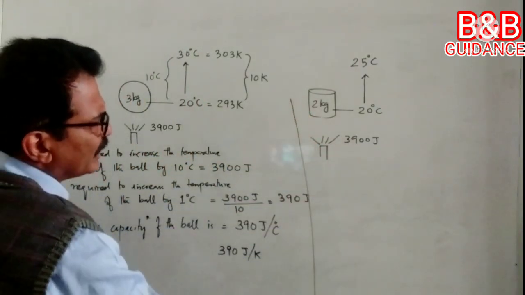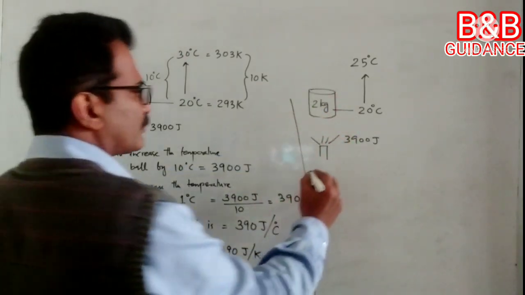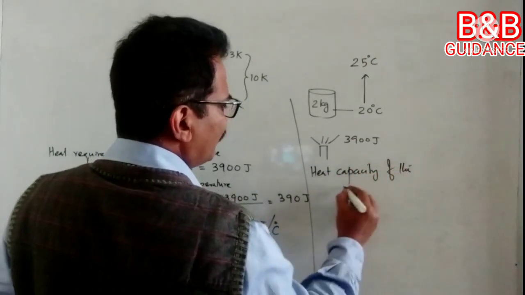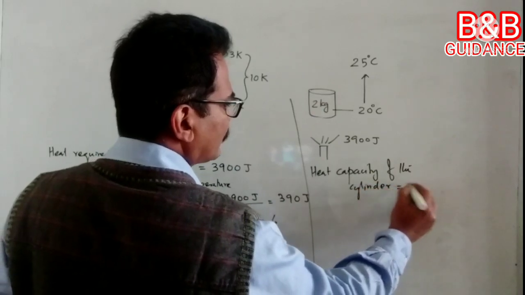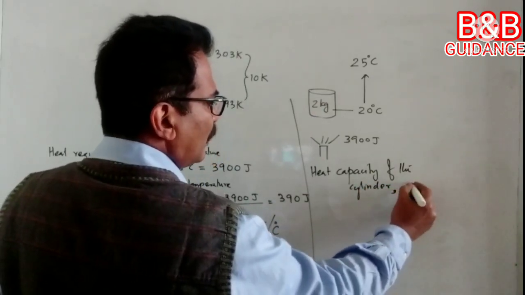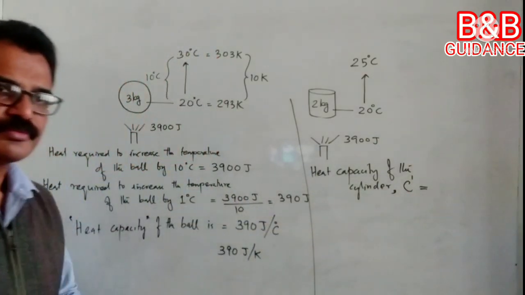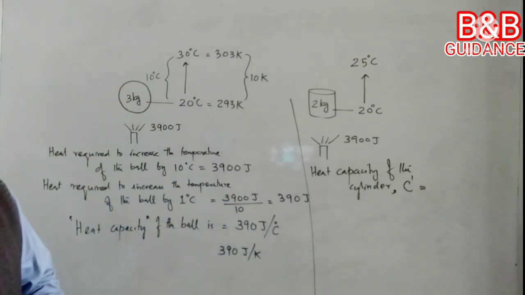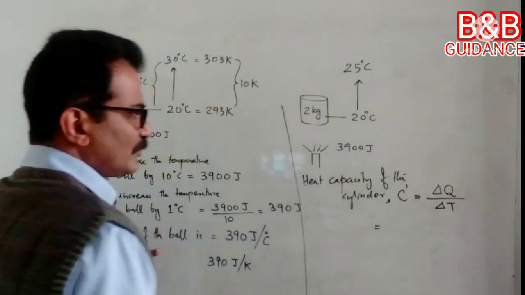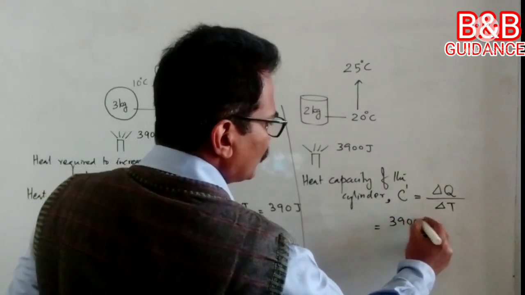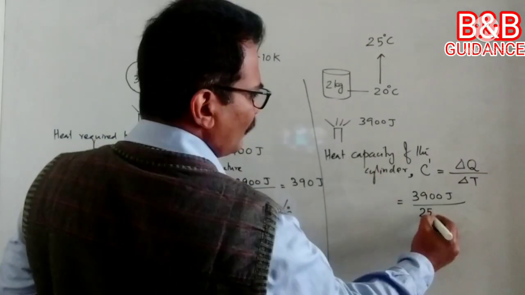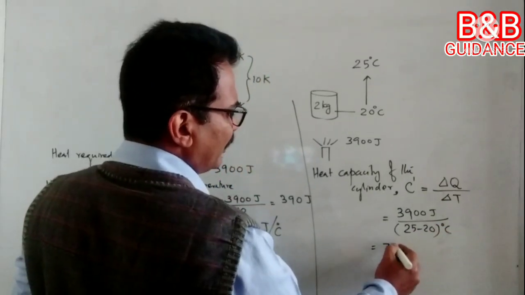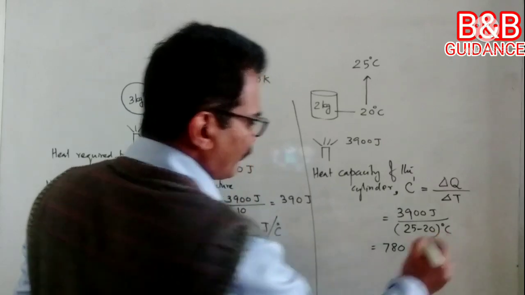So if I ask you to find the heat capacity of this cylinder, can you find? Let me use a symbol for heat capacity. C dash is the symbol I am using to represent heat capacity. What will be that? That's equal to 3900 joule divided by 25 minus 20 degrees Celsius, which is equal to 780 joule per degree Celsius.